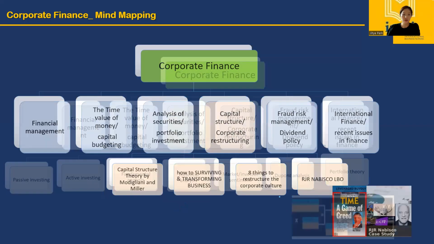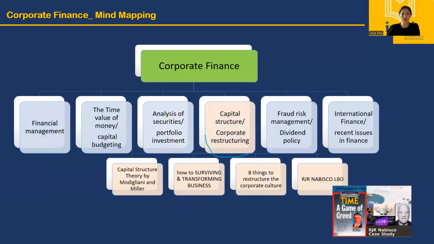And the fourth chapter is capital structure and corporate structuring. In capital structure, there is a capital structure theory by Modigliani and Miller in 1958, which proved that with tax deductibility of interest payments, the optimal capital structure is 100% debt.